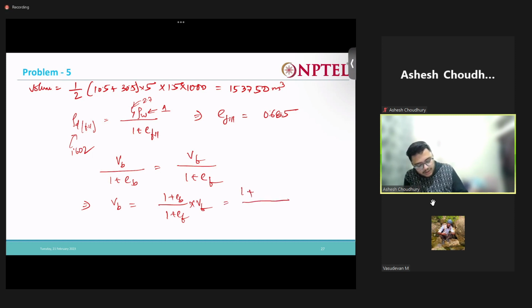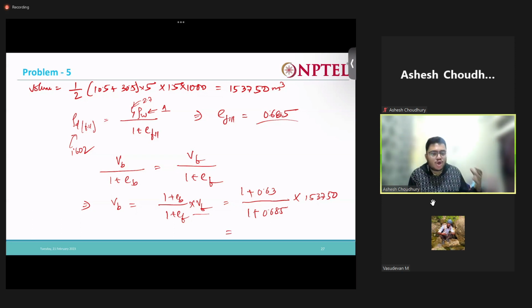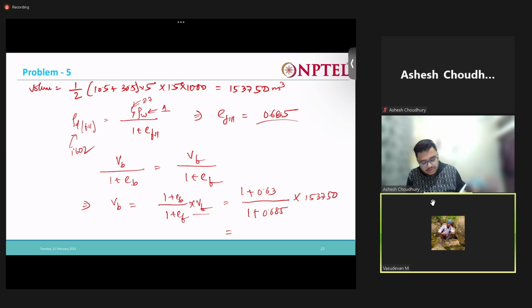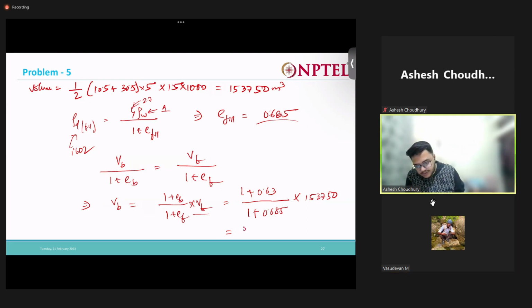What is e borrow pit? e borrow is nothing but 0.63 and this is 0.685. You calculate it. And this volume of fill, 153750, you also calculate. So you can calculate the volume of soil that you need to carry from the borrow pit. So you calculated this as 57486. So this much soil you need to carry from the borrow pit to your site.